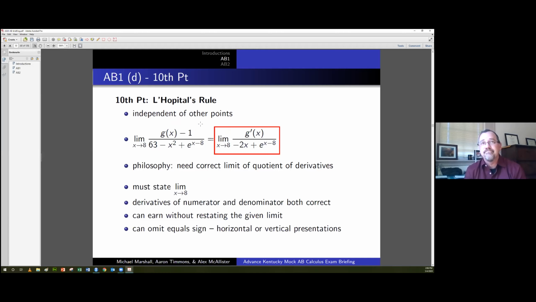Sorry. As long as you don't have to say L'Hopital's rule, as long as you have the correct hypothesis and conclusion, you get that L'Hopital's rule point. So no, you don't have to write it. The scoring rubric is just like a perfect one.